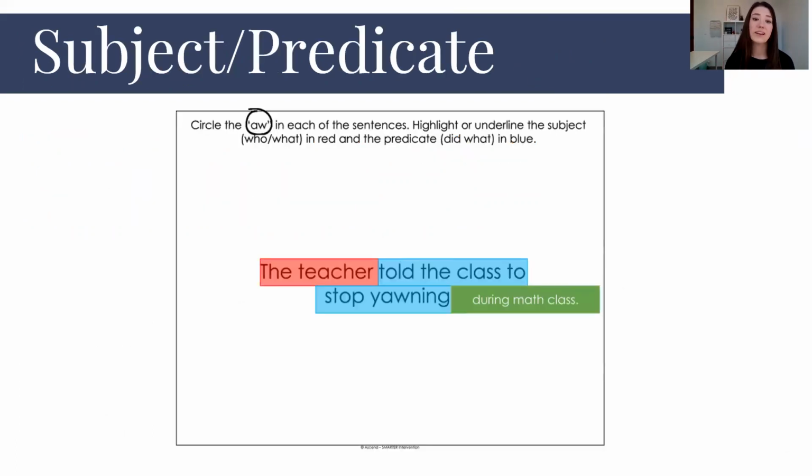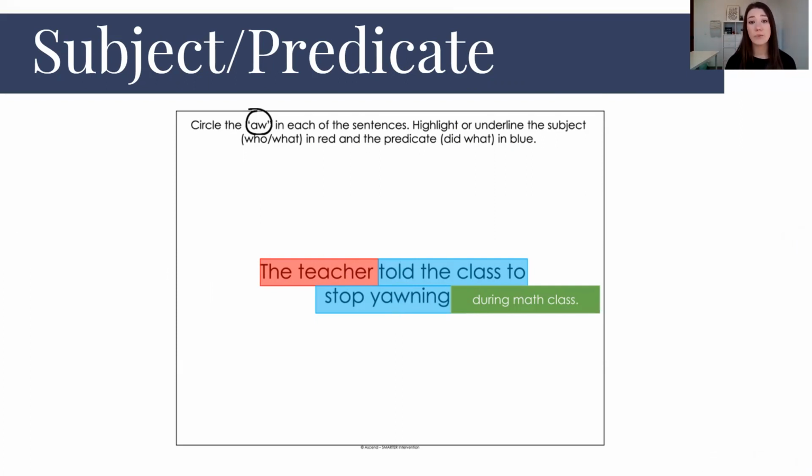The next thing we look for is subject and predicate identification at the sentence level. So here you'll see that we have this subject, the teacher in red, told the class to stop yawning in blue, and then this particular student added an adverbial, or the bonus as we call it, in green. These can be things that represent the when, where, why, or how. When working with students, we'll have them identify them, and we call them the who or the what for the subject, or who or what is the sentence about. The predicate we refer to as the did what, and then the adverbial or bonus there again.